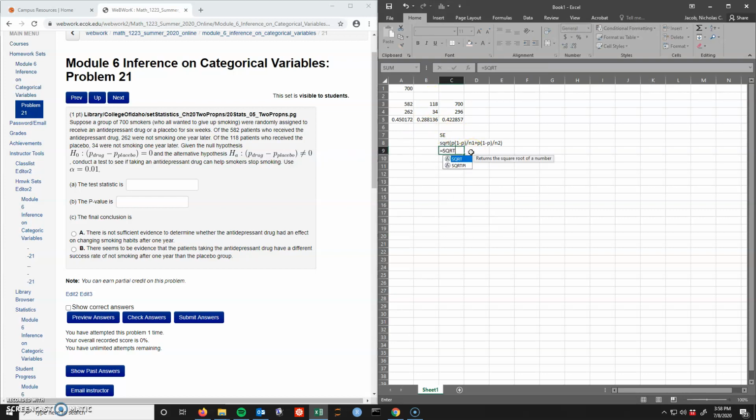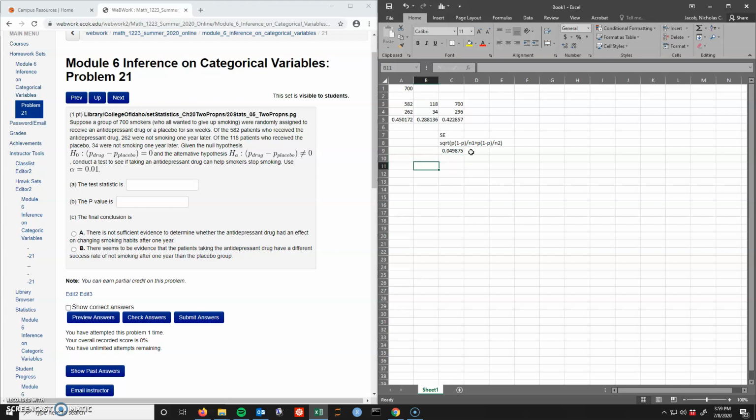So let me actually do it now. It's the square root. I'm going to be using this pooled proportion the whole time, though. So the pooled proportion times 1 minus that pooled proportion divided by n1, plus, again, the pooled proportion times 1 minus the pooled proportion divided by n2, the total number that got the placebo. All right, and there we go. There's our standard error.